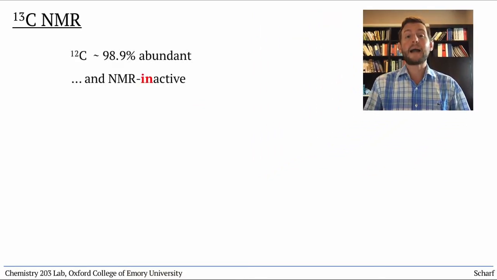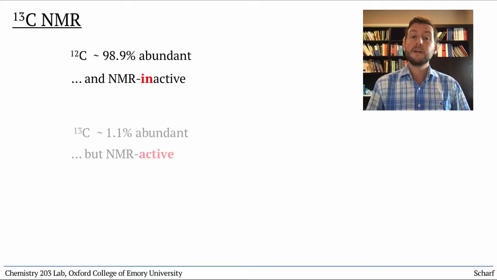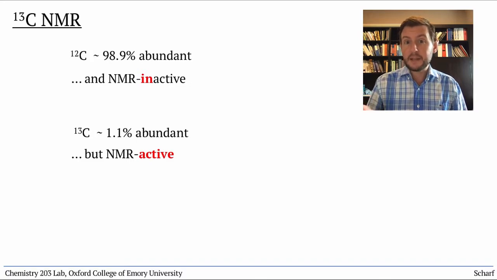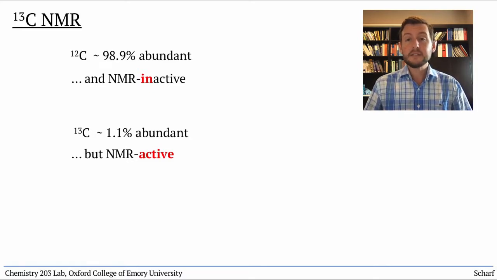Carbon forms the backbone of literally all organic molecules. That's what makes them organic. While carbon-12 is the most abundant isotope, it has an even number of protons and neutrons, and doesn't have the property of spin that's necessary for NMR activity. Carbon-13, on the other hand, has an odd number of neutrons, and it turns out, does have spin. Even though C-13 only accounts for about 1.1% of carbon in the natural world, that's enough for it to be useful.